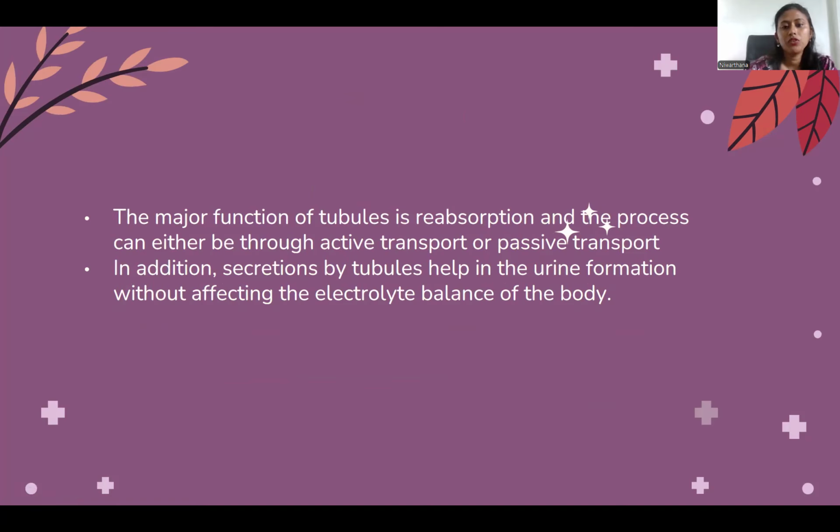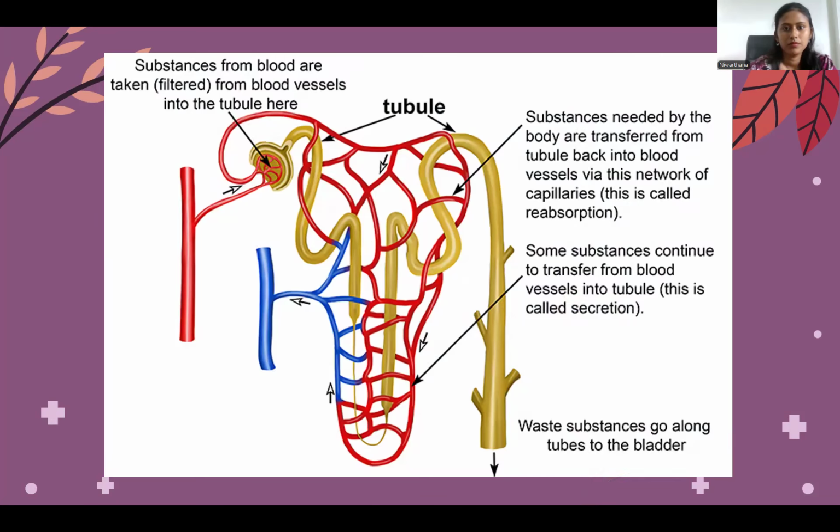The main function of the tubule is reabsorption. This process can be either active transport or passive transport. In addition, secretion by the tubules helps in urine formation, and the urine formation happens without affecting the electrolyte balance of the body. So it helps to maintain homeostasis. So this is the tubule.